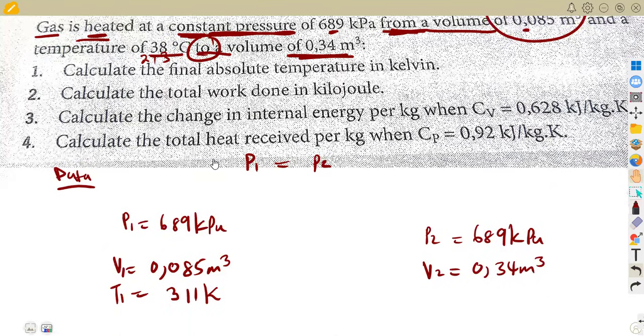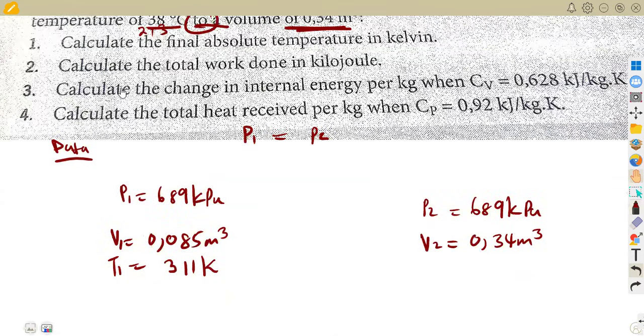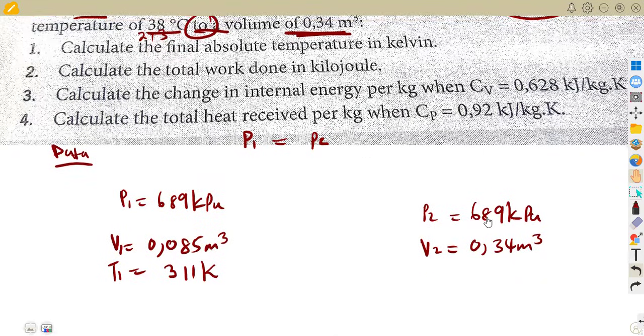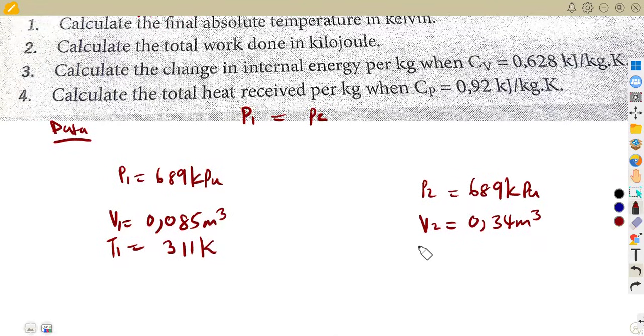This is a constant pressure. Calculate the final absolute temperature in Kelvin, T2. You need this. So where are we going to have T2? Remember we said this is an isobaric, constant pressure process.